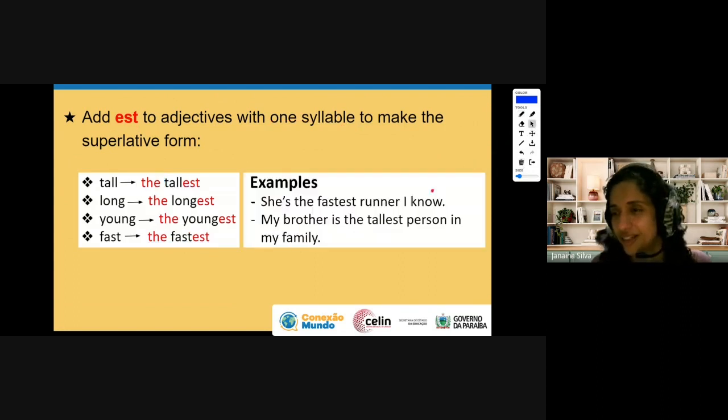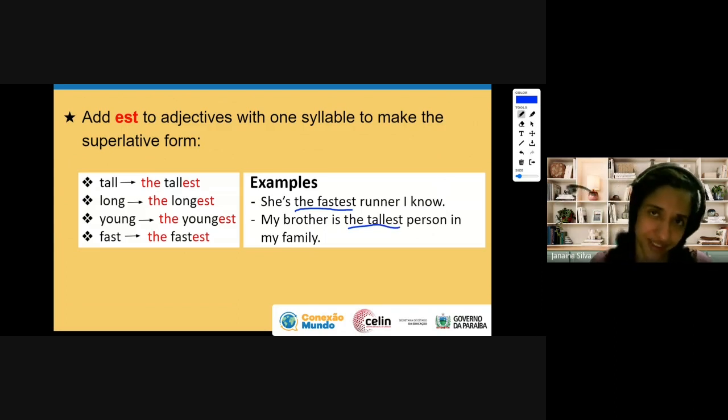Okay? Let's check examples. She's the fastest runner I know. My brother is the tallest person in my family.